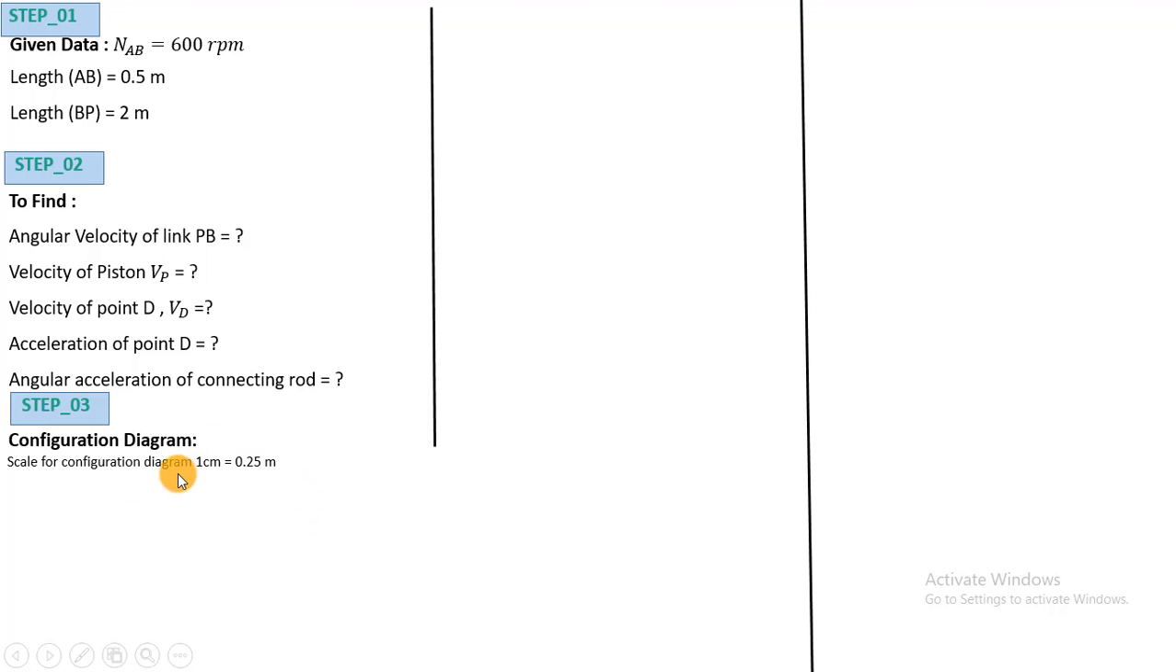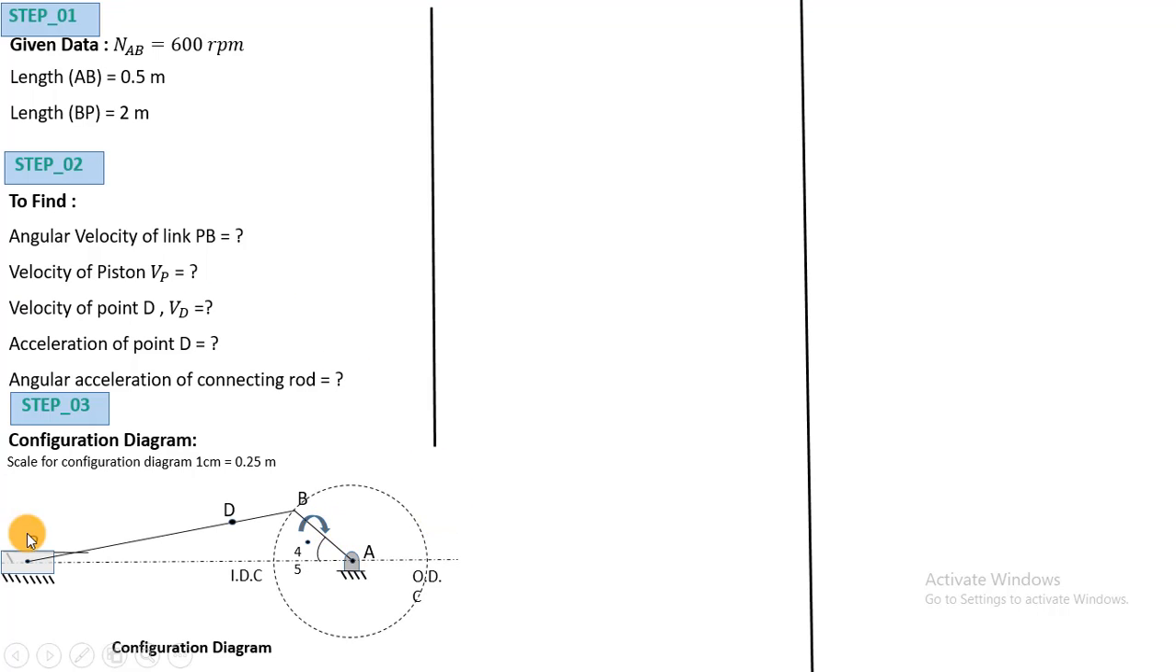So why have we chosen this scale, 1 centimeter as 0.25 meter? Because the length of AB, that is the crank, is given as 0.5 meter, so it is difficult to accommodate this on the sheet at full size. Then the connecting rod is 2 meter long, and again that dimension is too large to accommodate on the sheet. So what we are doing is choosing a scale where 1 centimeter is 0.25 meter. So 0.5 meter will be equal to 2 centimeter and 2 meter will be equal to 8 centimeter according to this scale. So let's start with the configuration diagram.